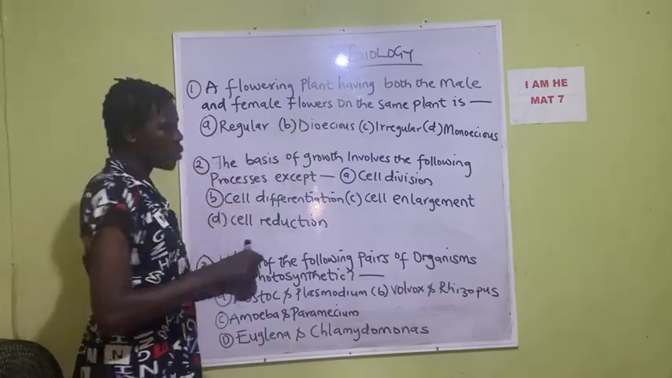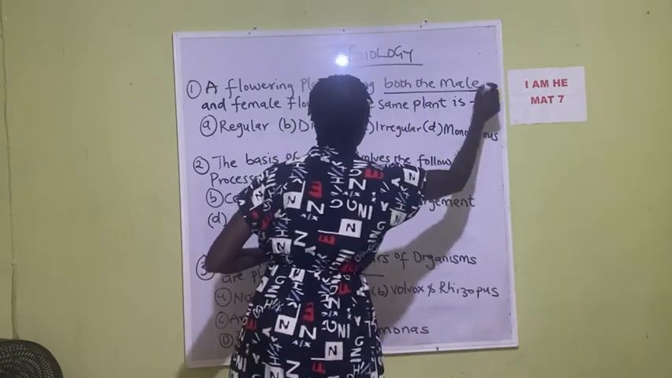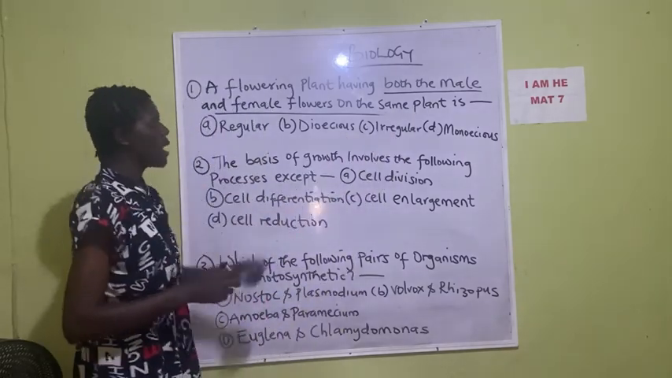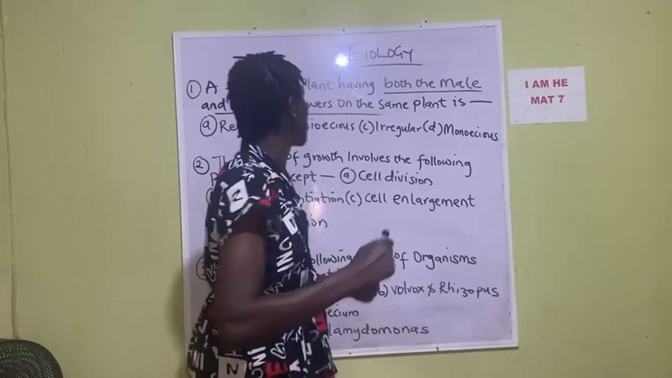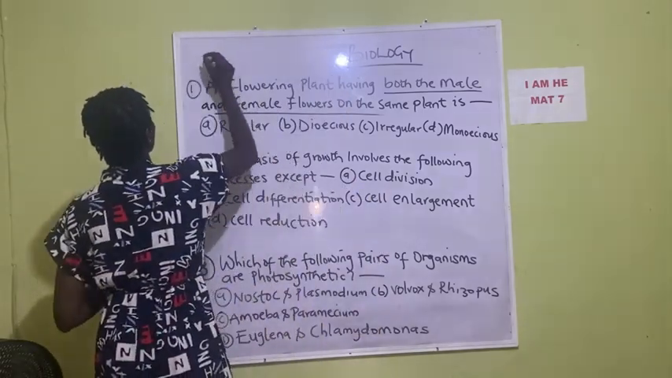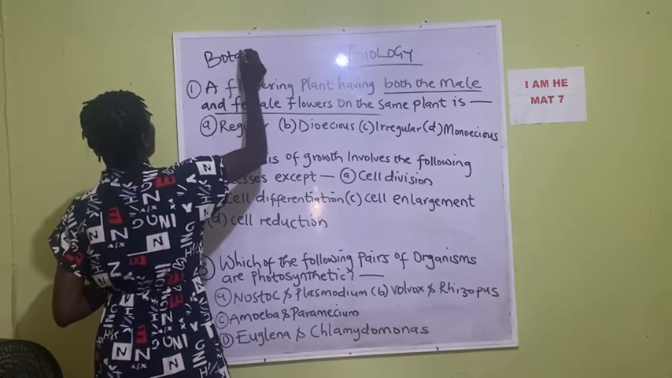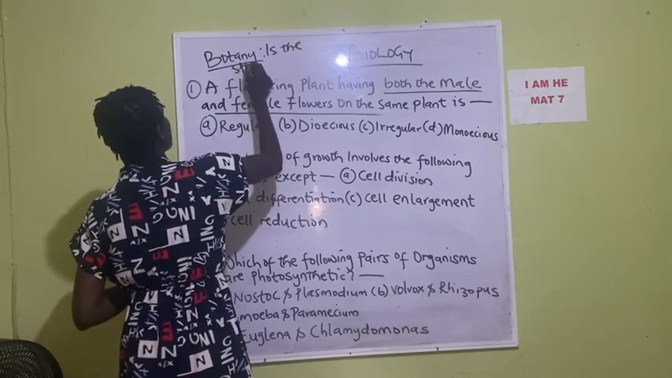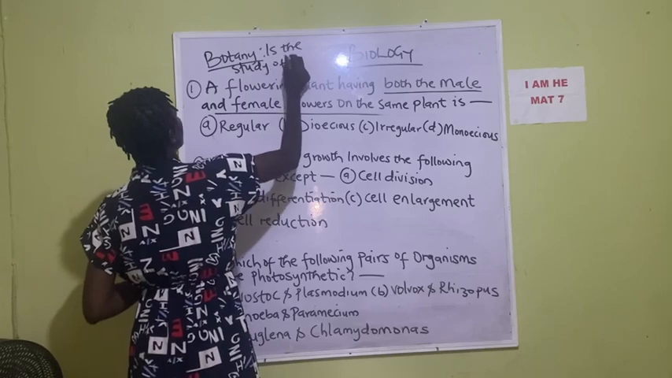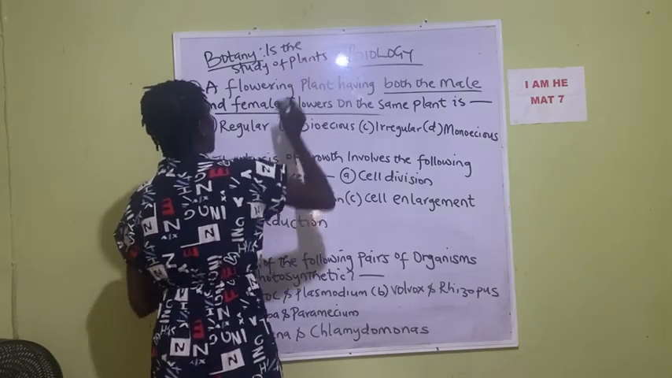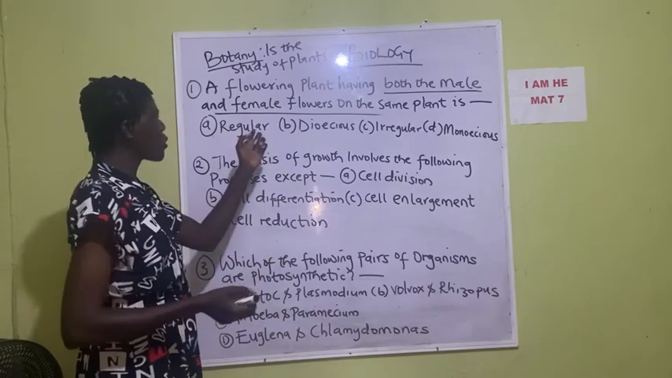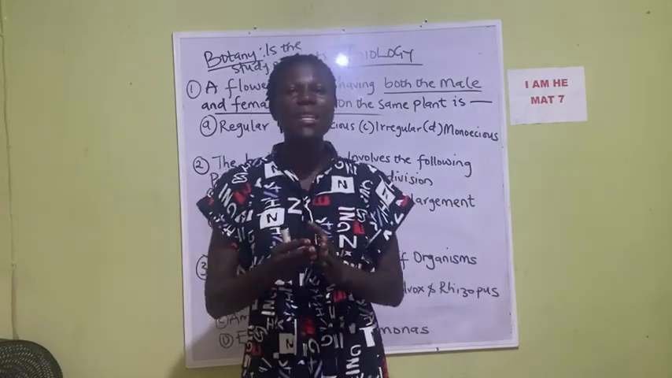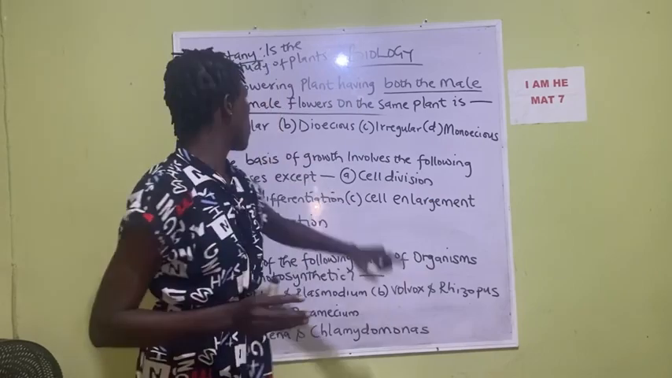A flowering plant having both, this should be your consideration, having both the male and the female flowers on the same plant. Now, what is regular? In botany, botany can be defined as a study of plants, right? Botany is the study of plants. So in botany, when you hear the word regular, it means that plant is symmetrical. That's to say, it can be divided into two equal halves. So that's what the word regular means here.